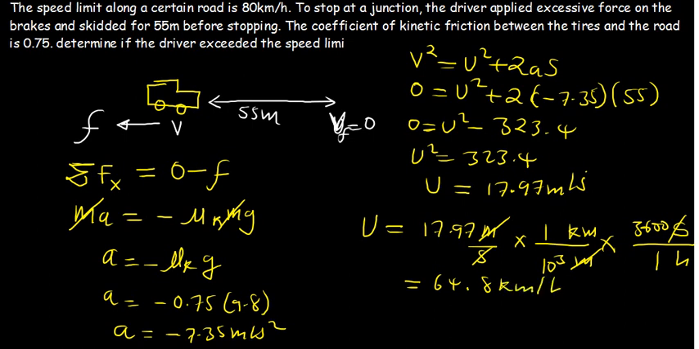So now we can conclude. The question is saying determine if the driver exceeded the speed limit. You will not just say that the driver didn't exceed or the driver exceeded. You'll find this is 10 marks or 12 marks. So you now make a statement. Since the initial speed was less than the speed limit, therefore the speed limit wasn't exceeded.